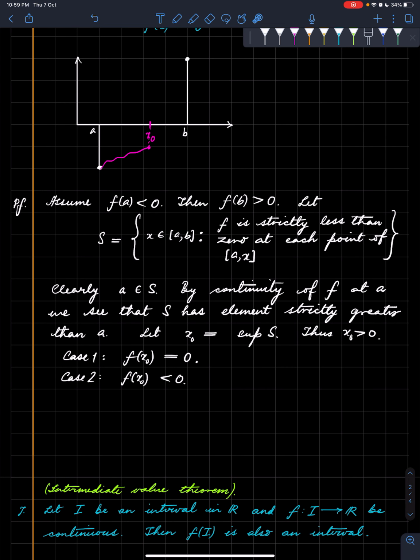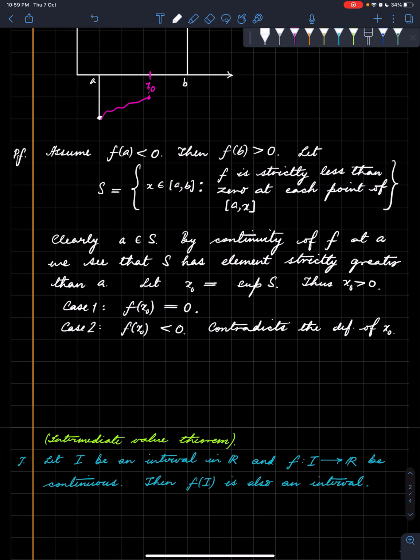that x naught is not really the supremum of S, because the function is negative throughout here, and the function is actually negative on a larger region. So x naught cannot be the supremum of S. There is something larger than x naught present in S. So this contradicts the definition of x naught. So this simply cannot happen.